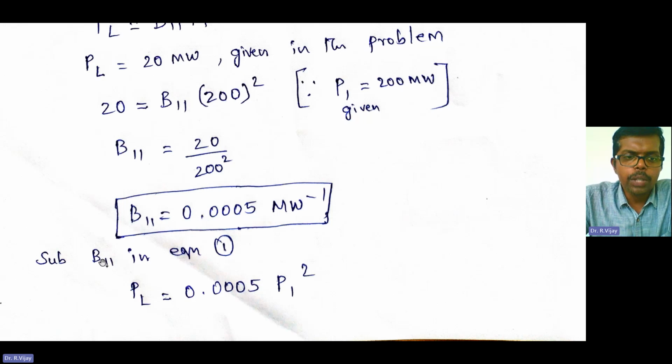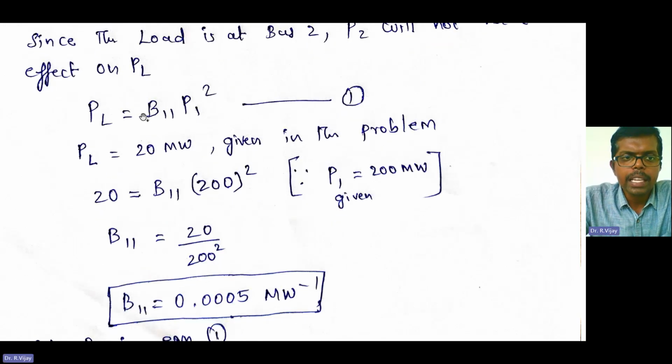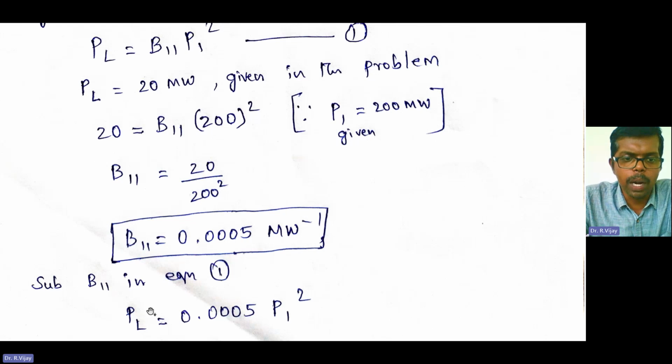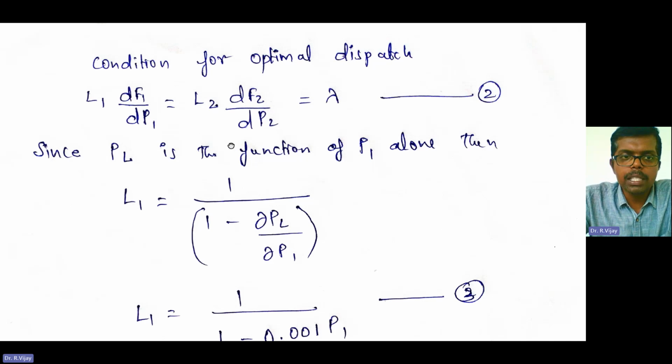Now you need to substitute B11 in equation number 1. So if you substitute in equation number 1, PL is equal to 0.0005 P1 squared. So this is the power loss equation as of now. Now what we need to do is, what is the condition for optimal dispatch? L1 into dF1 divided by dP1 is equal to L2 into dF2 divided by dP2 is equal to lambda.